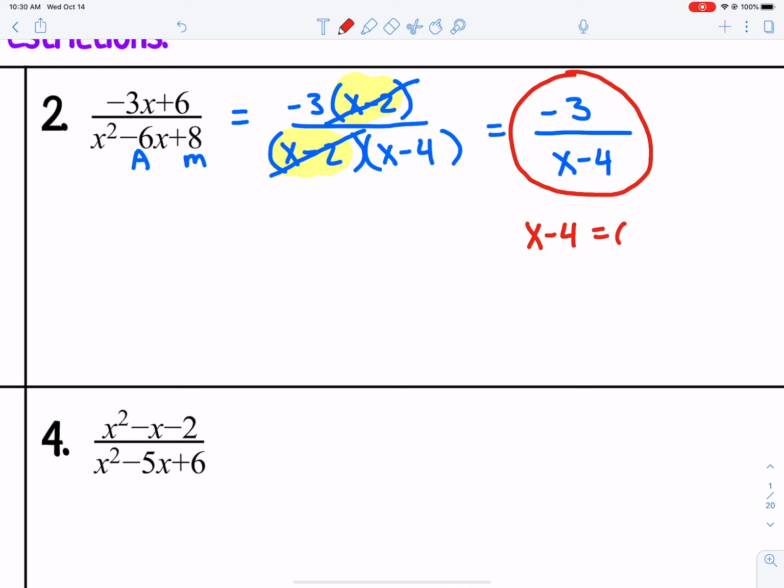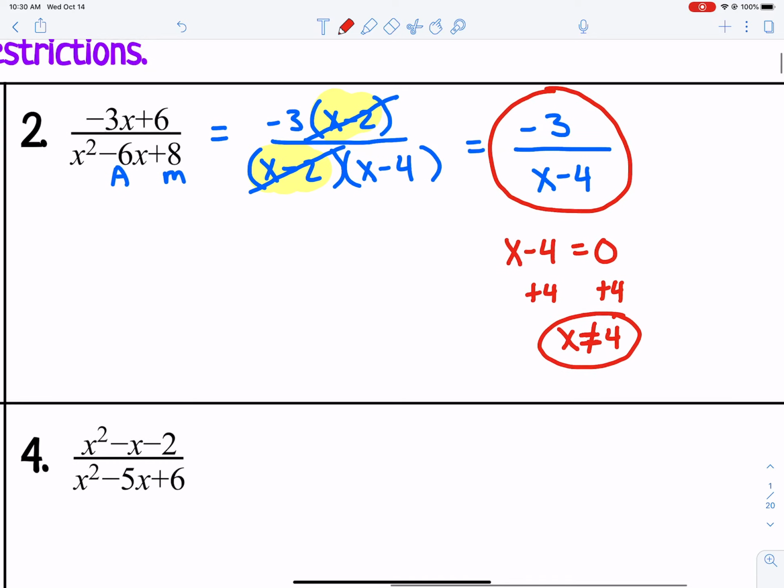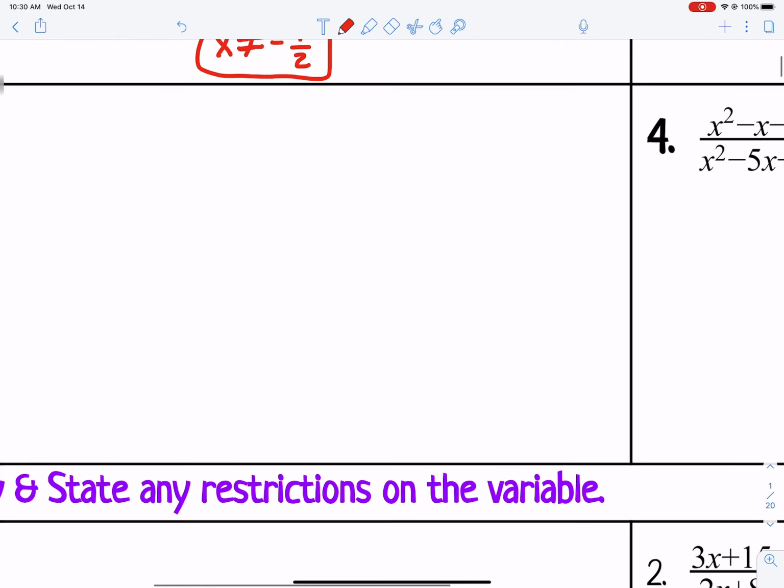But then set the denominator equal to 0 and figure out what value of x would make that denominator equal 0, and it would be 4. So we say x cannot equal 4. All right, let's look at one down here.